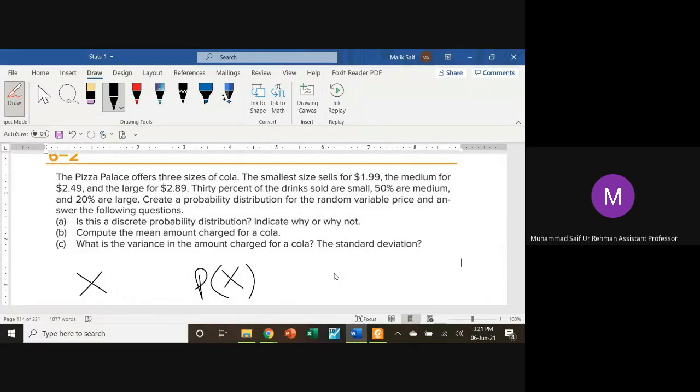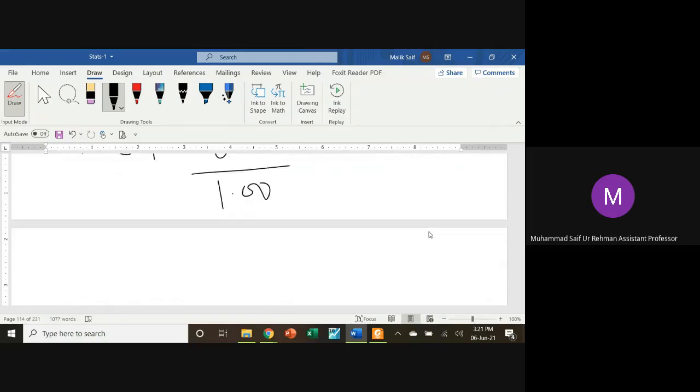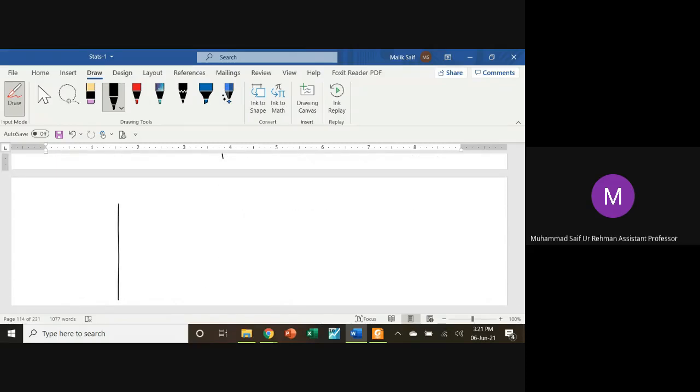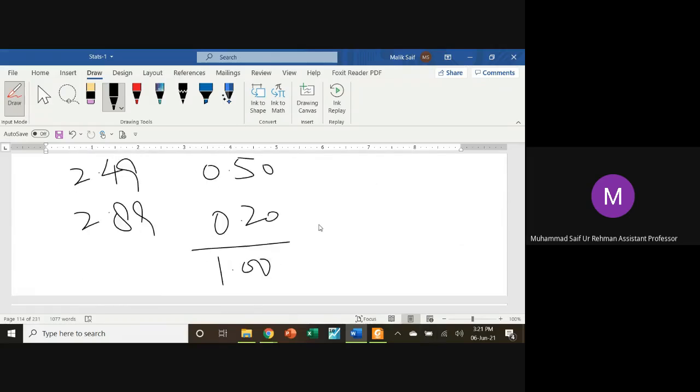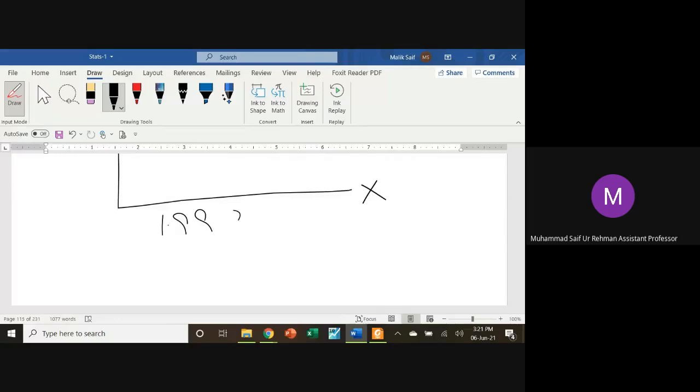Because there are certain gaps in between values, there is no continuity. If you draw the probabilities in the form of a table, you may see, let's say, 1.99 is the value over here. The next values are 2.49 and 2.89.